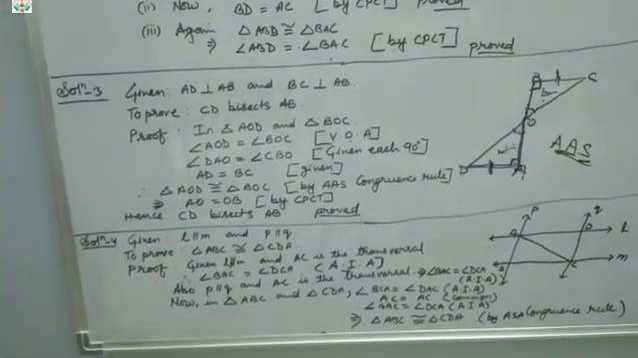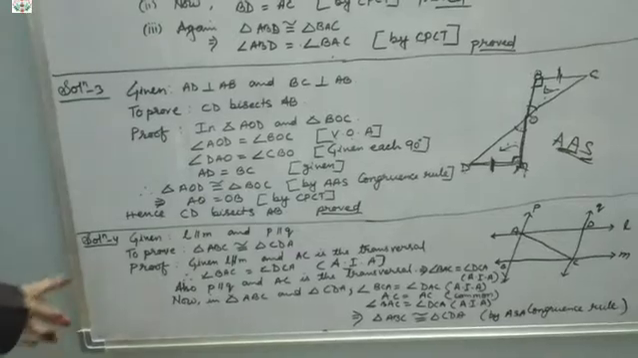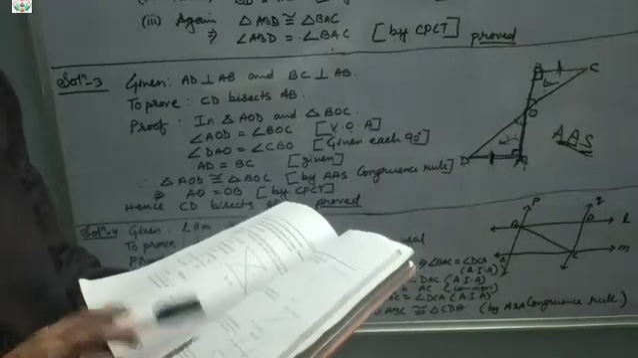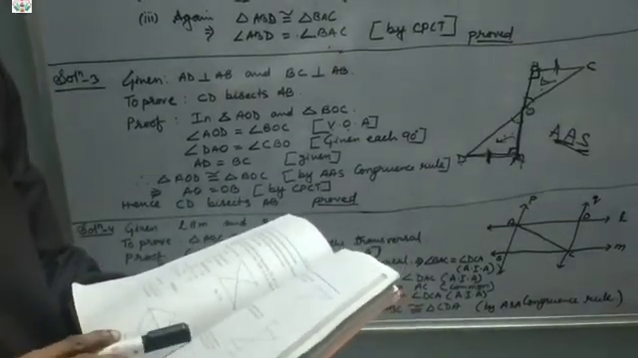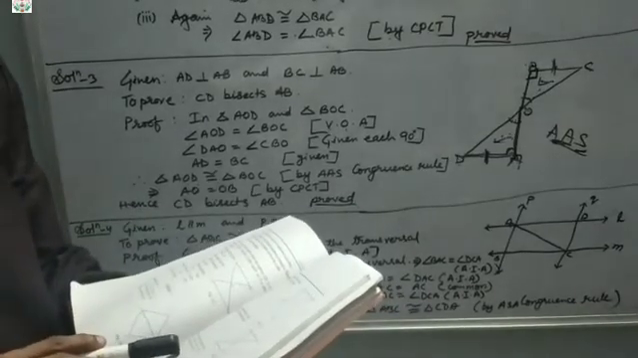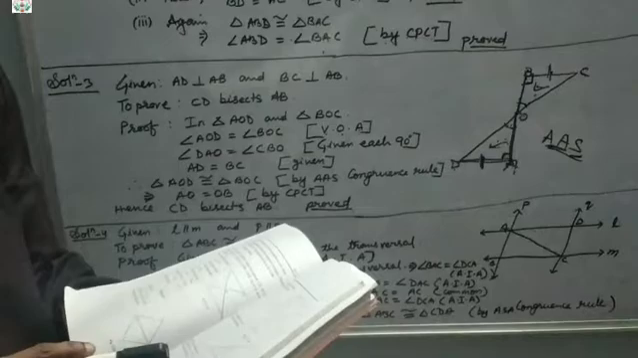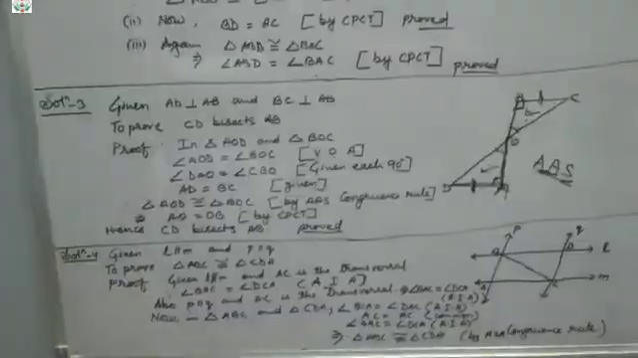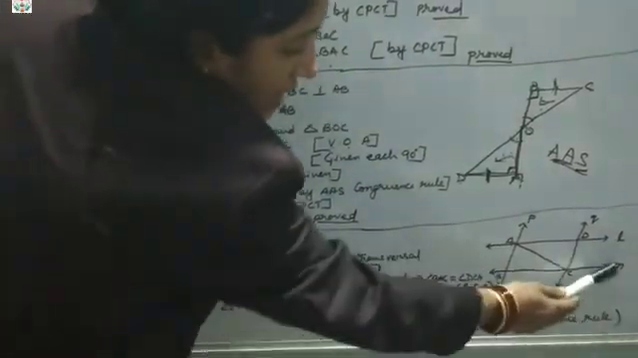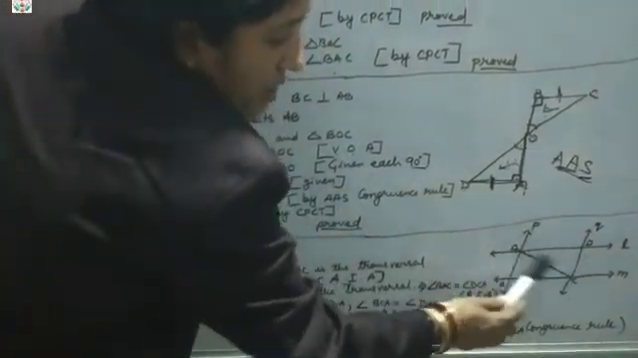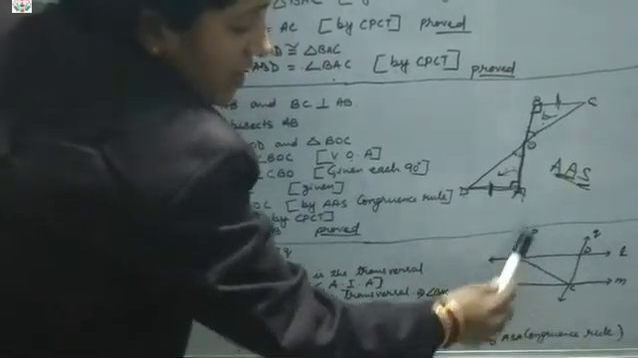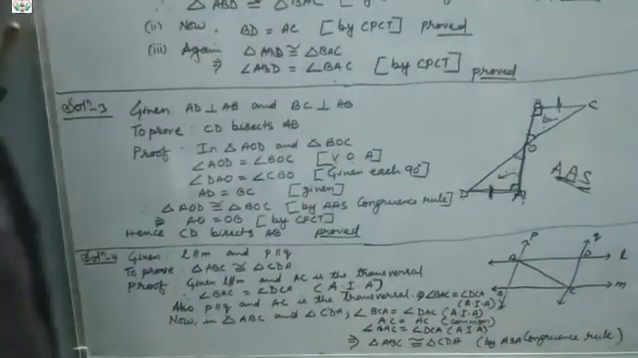Now after that comes the next question, that is the fourth question. The fourth question goes like this. L and M are two parallel lines intersected by another pair of parallel lines P and Q. Show that triangle ABC is congruent to triangle CDA. Now let us see the figure. This is the figure. Lines L and M are parallel to each other and lines P and Q are parallel to each other. They are intersected by a transversal P and transversal Q.